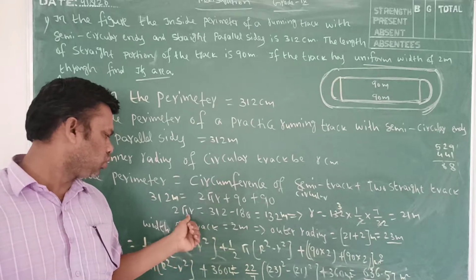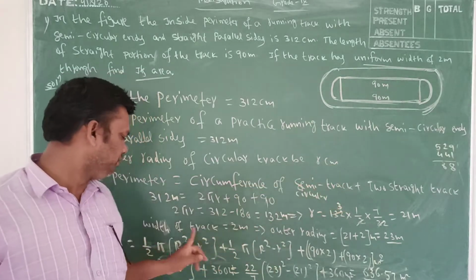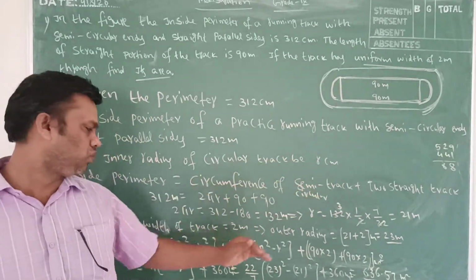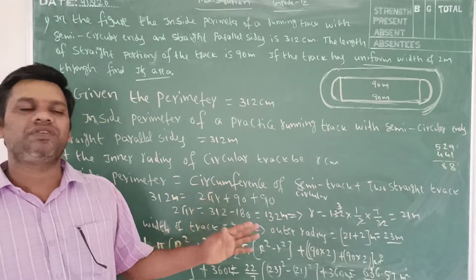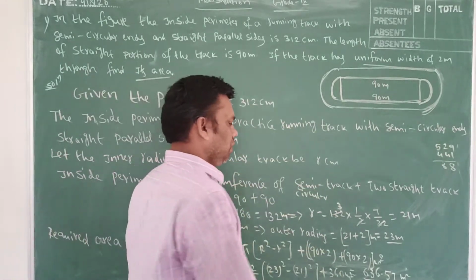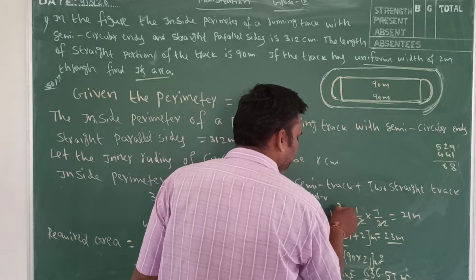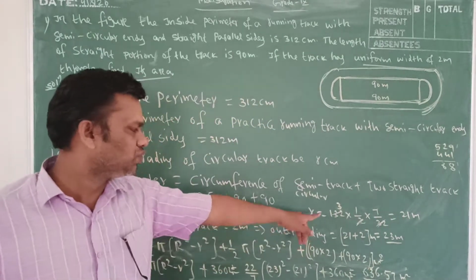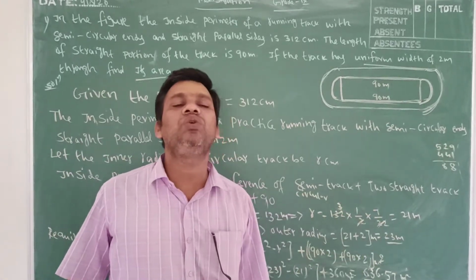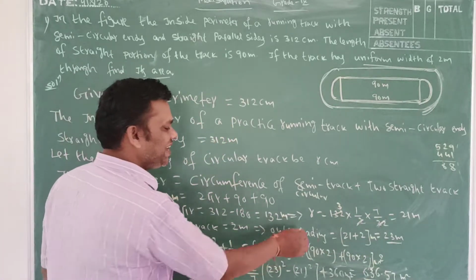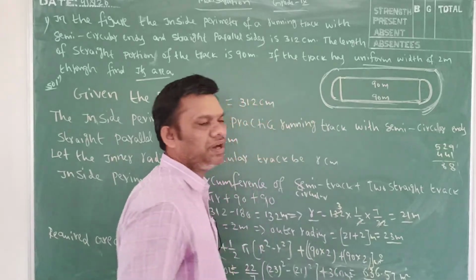Now r equals 132 into the reciprocal of 2 pi. Pi means 22 upon 7, so the reciprocal is 7 upon 22. 2 into 22 is 44, and 44 goes into 132 three times. So 3 into 7 is 21 meters. Means the inner radius is 21 meters.